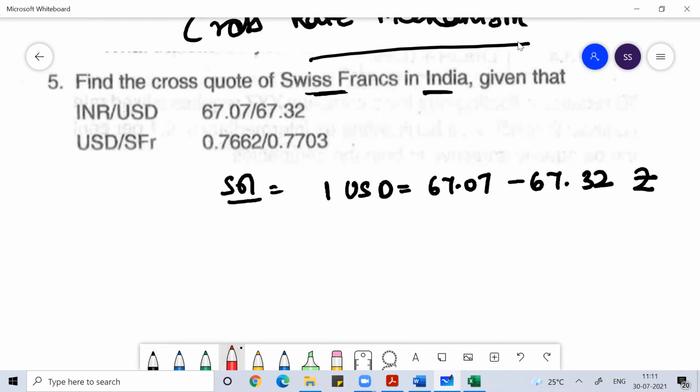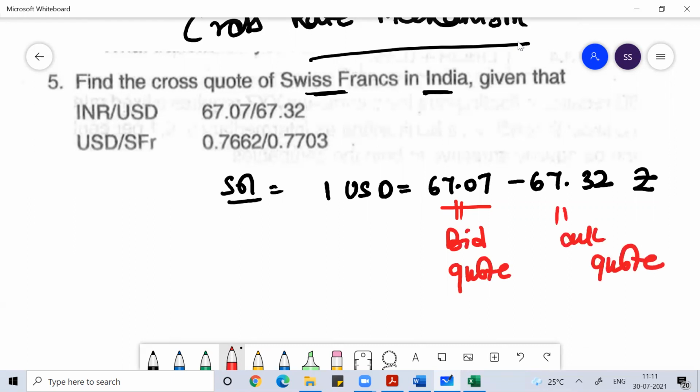This is called the bid quote, and this is called the ask quote. The bid quote is the rate at which the bank buys foreign currency. The ask quote is the rate at which the bank sells foreign currency. For the bank, currency is like inventory. The bank buys currency and the bank sells currency. So the bank buys foreign currency at the bid quote and sells it at the ask quote.